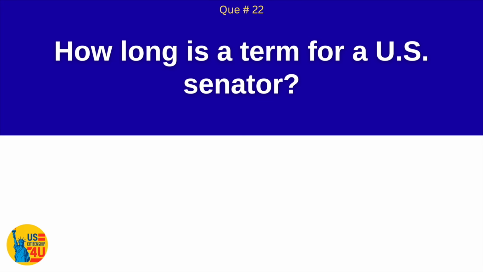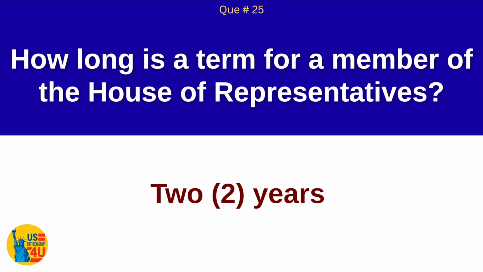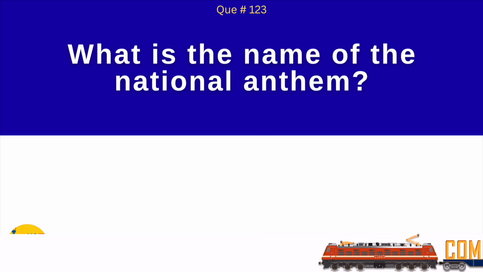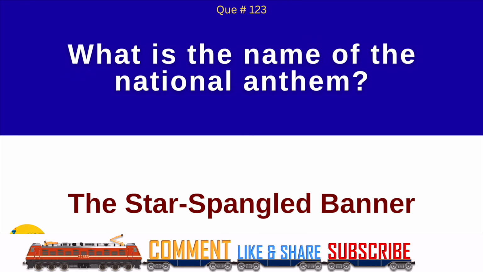How long is a term for a U.S. Senator? 6 years. How long is a term for a member of the House of Representatives? 2 years. What is the name of the national anthem? The Star-Spangled Banner.